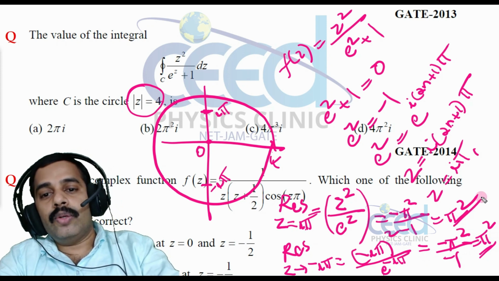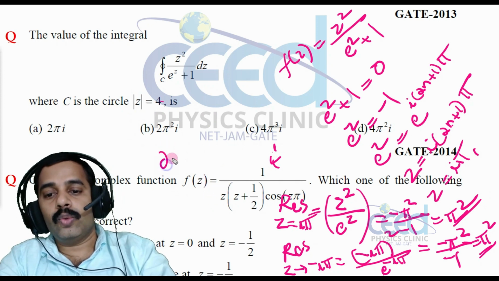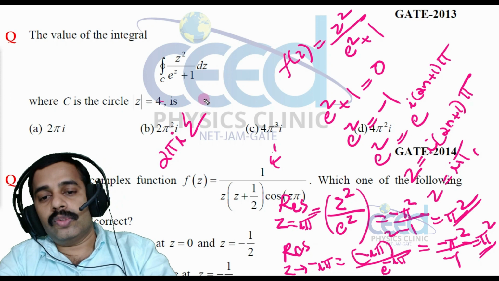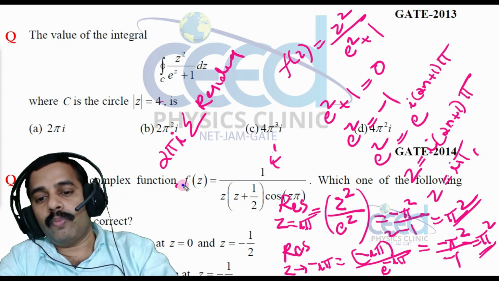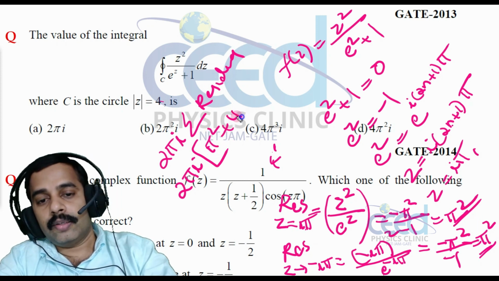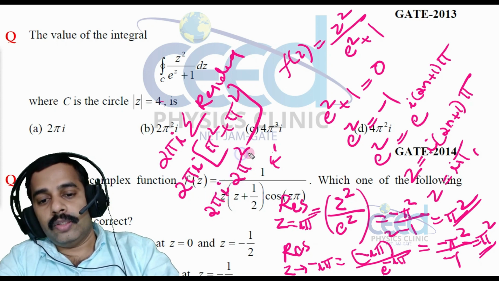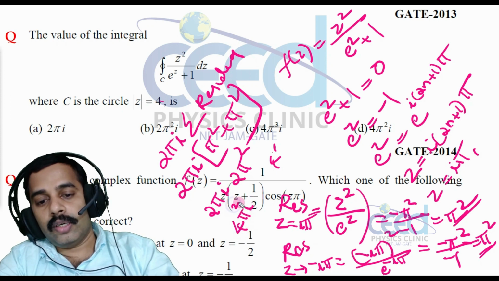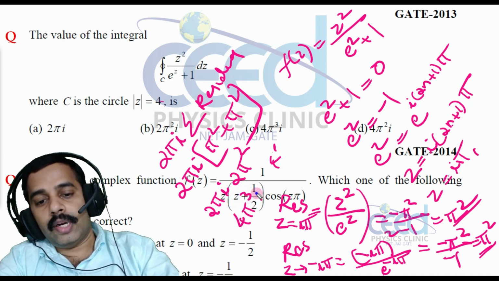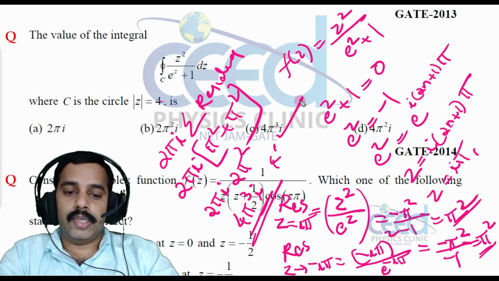So what is the integral value? Integral value is 2 pi i into the sum of residues, right? What are the residues? Pi square plus pi square. So 2 pi i into 2 pi square. So this will be equal to 4 pi i, 4 pi square, sorry, that is 4 pi cube i, right? So which one is the option? Option C is correct, right? All right.